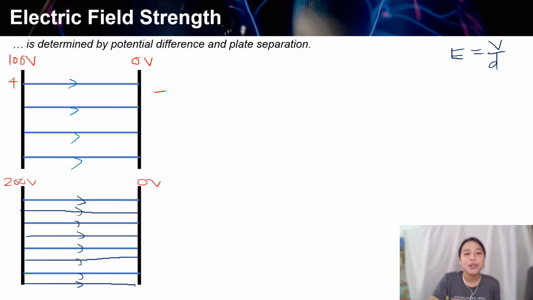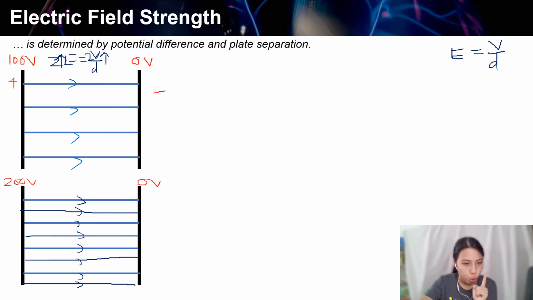There we go. Okay, how do I know that? Because firstly, E is V over D. V means potential difference, 100 minus 0. If your V increases, where is my arrow? It means your E will also increase. V increased 2 times means your E increased 2 times. That's what the ratio thing means.